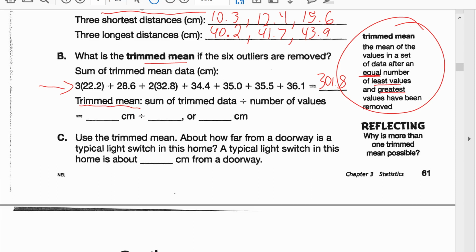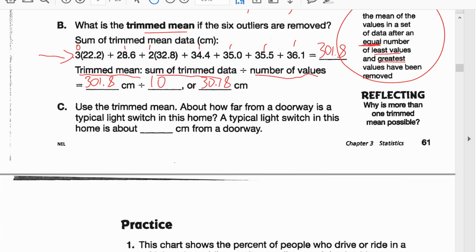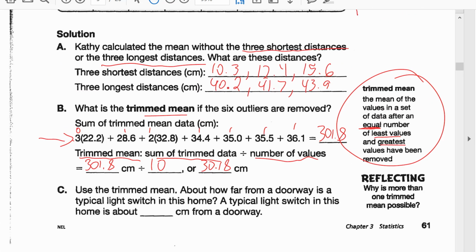So trimmed mean is the sum of the trimmed data divided by the number of the values. So that's just 301.8 divided by, how many did we have? We had 10, right? 3, 4, 5, 6, 7, 8, 9, 10. Good. 301.8 divided by 10 is, move the decimal, 30.18 centimeters.